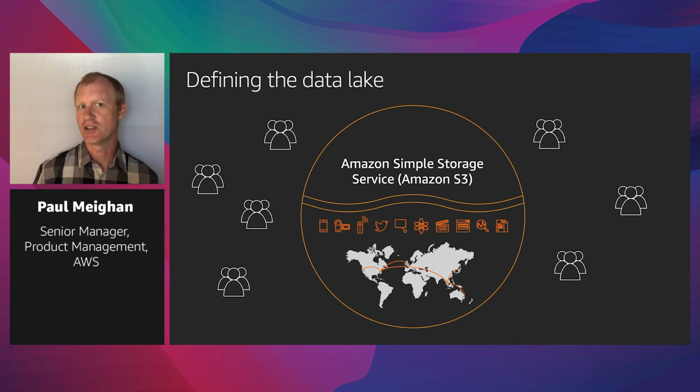So a data lake really has two fundamental characteristics. The first is that it's usually huge. You're aggregating a bunch of data from all around the enterprise into a single spot so that you can run analytics on it, so you can drive workflows off of it, so that you can just extract as much value as possible out of all the data that exists in your environment.